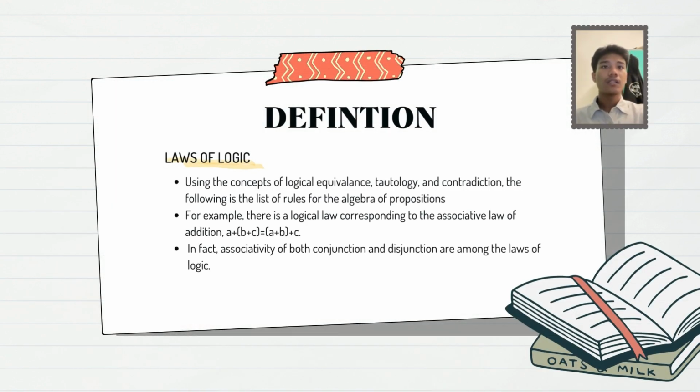Next, we go to the law of logic. The definition of law of logic is using the concept of logical equivalence, tautology, and contradiction. The following is the list of rules for the algebra of proposition. For example, there is a logical law corresponding to the associative law of addition, A plus B plus C equal to A plus B plus C. In fact, associativity of both conjunction and disjunction are among the laws of logic.